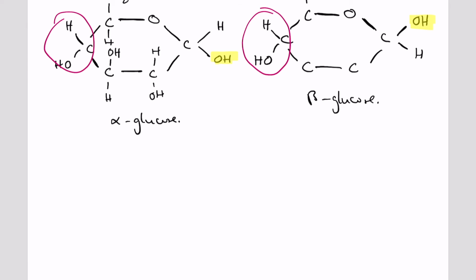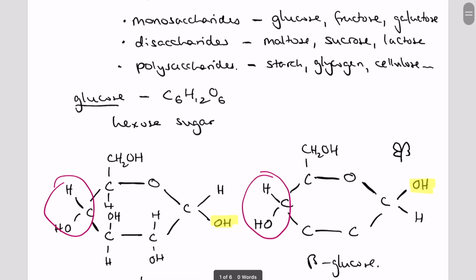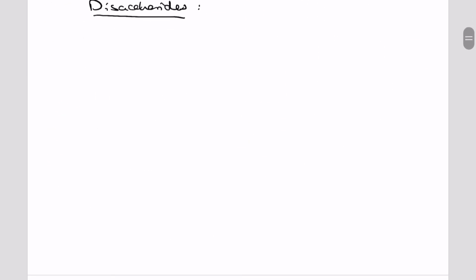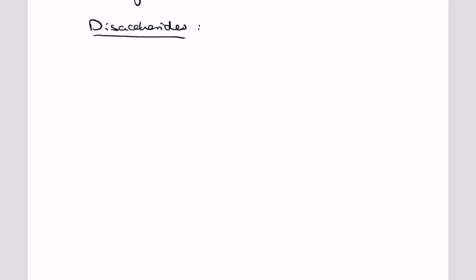So let's have a look at disaccharide formation. Like I mentioned earlier, some examples of disaccharides are maltose, sucrose, and lactose. And disaccharides are formed by the condensation reaction of two monosaccharides.